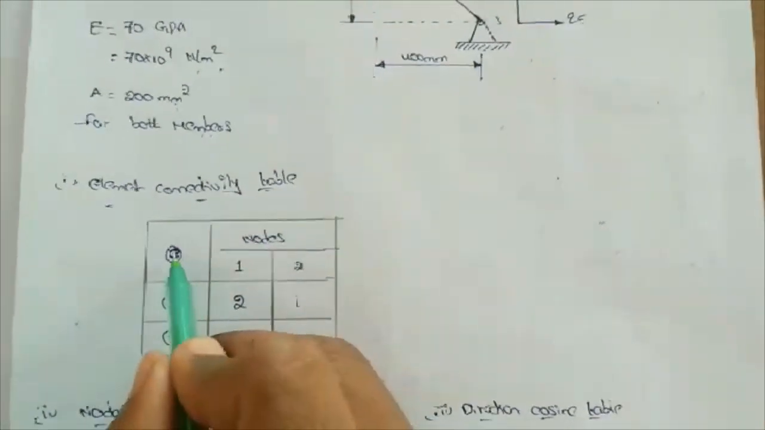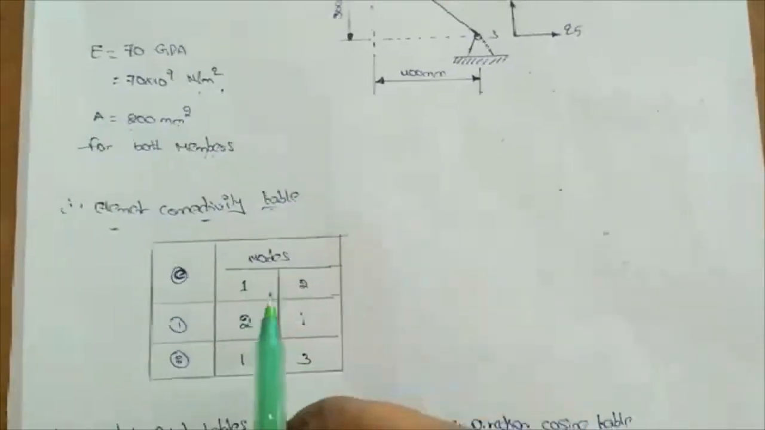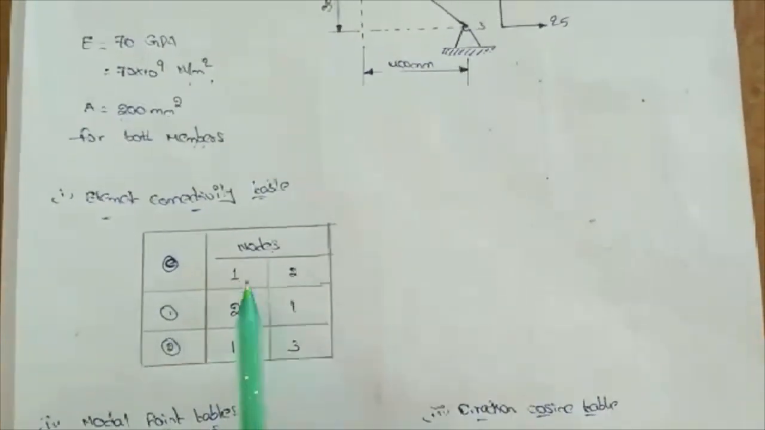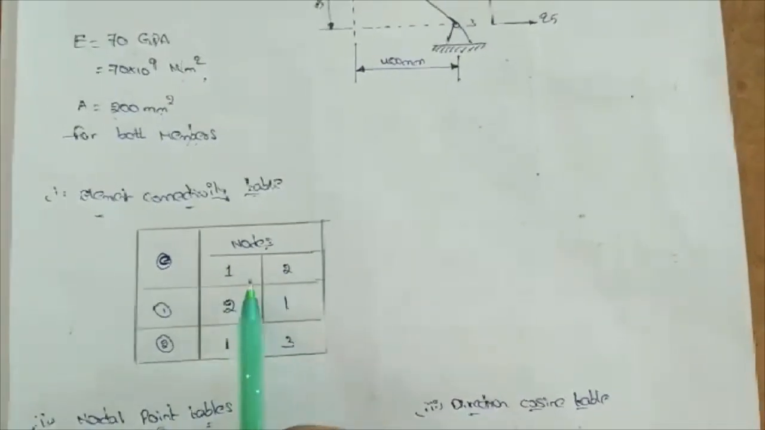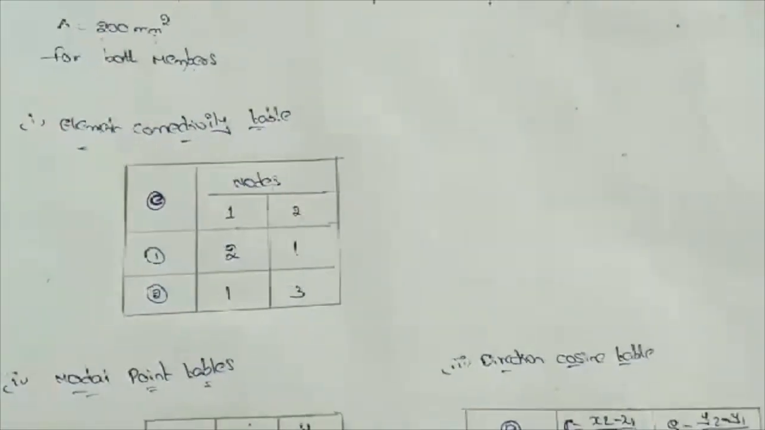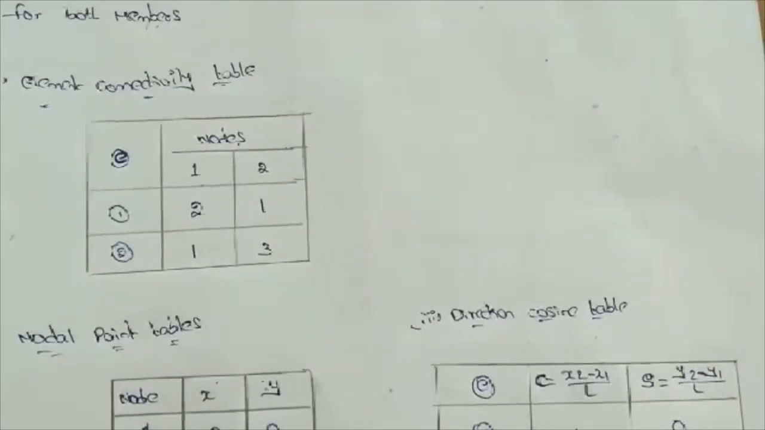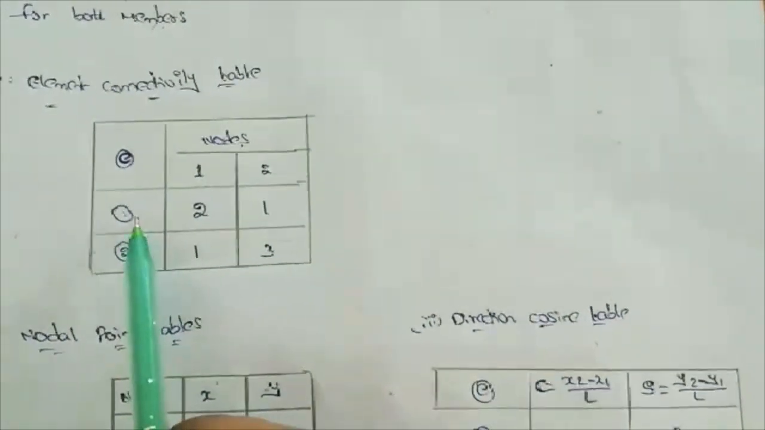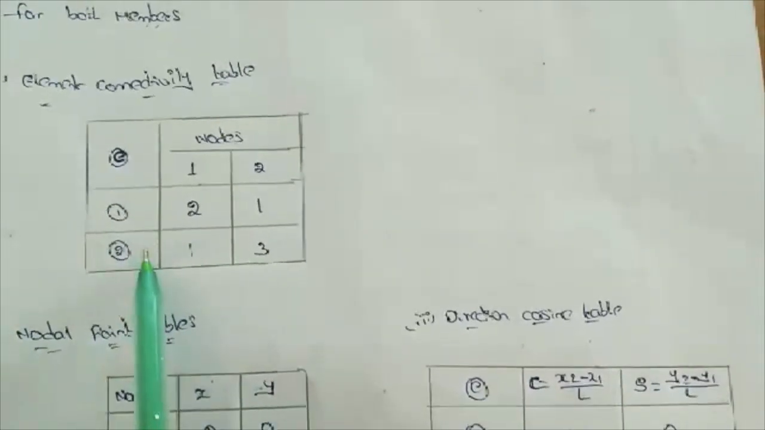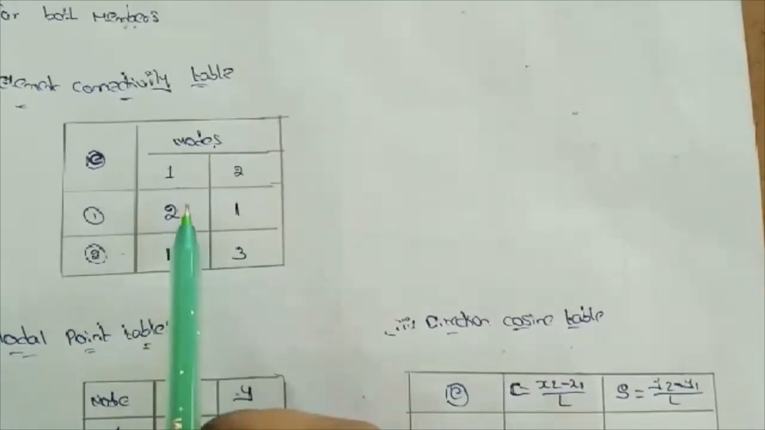The first step is to find out the element connectivity table. Here this is the element number, and these are the nodes 1 and 2, the starting and ending nodes of the element. In this problem we have two elements, element number 1 and element number 2. Those element numbers are indicated here, 1 and 2. Then the nodal numbers we have to find out.